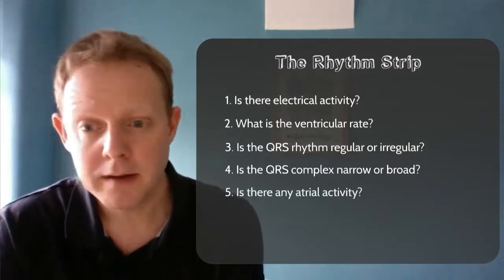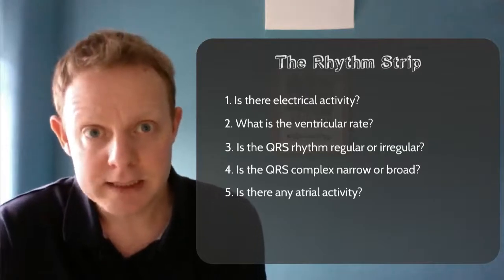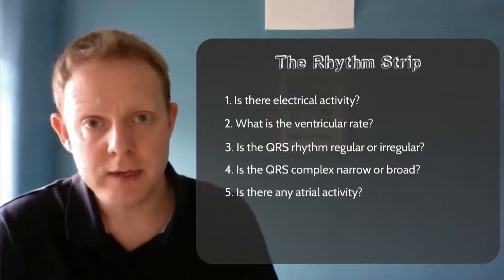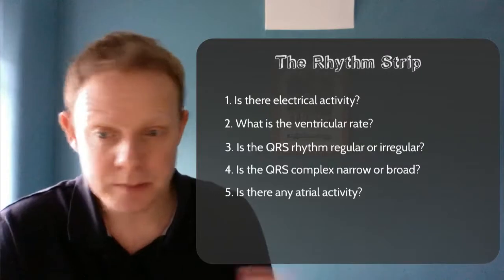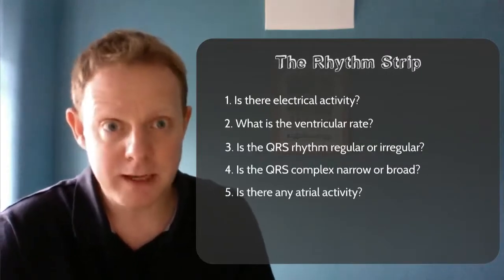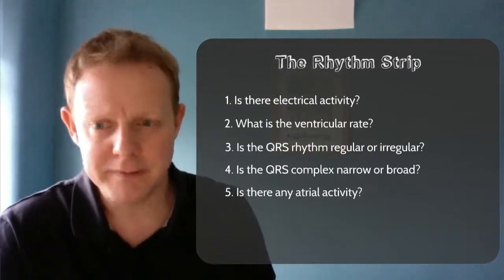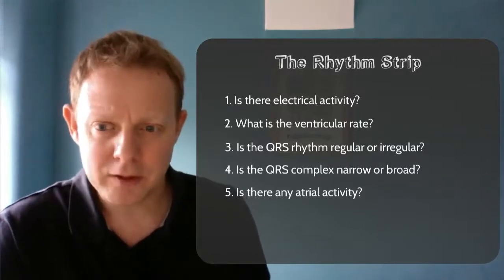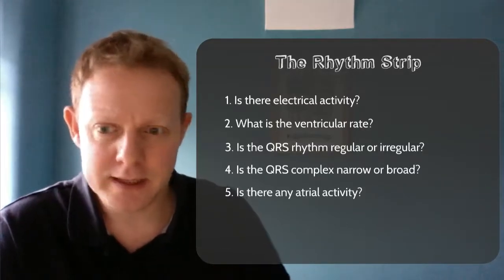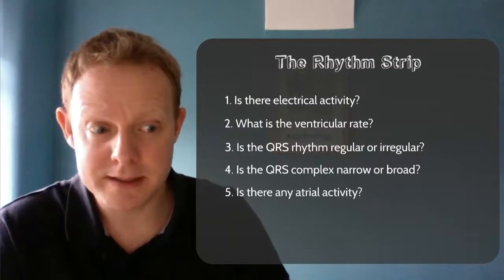Number 5, have a look to see if there's any atrial activity. Now, if there is some atrial activity, have a look at what it is. Is it normal P waves? Are they funny shaped P waves? Are they large P waves? Are they inverted P waves? Have a look at that atrial activity and try to articulate what it is that you're seeing.